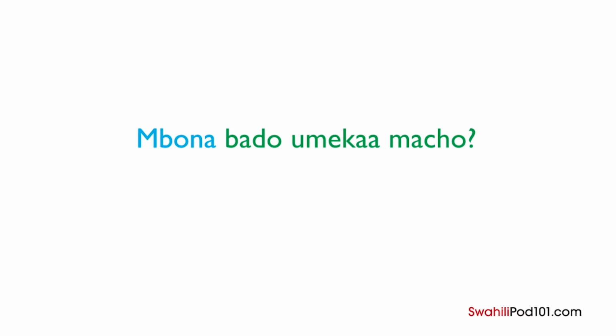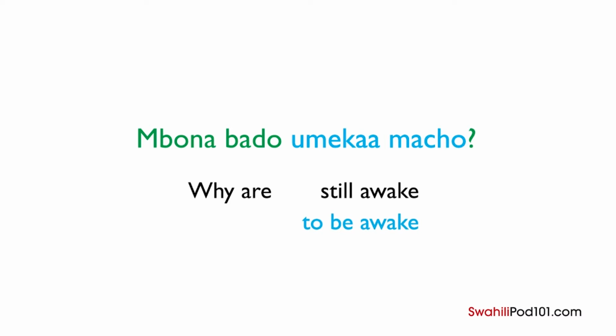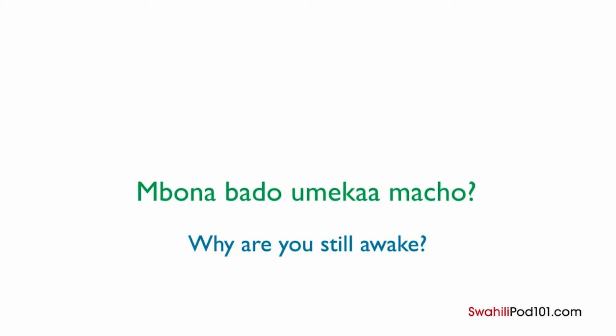First we have mbona, which is the basic question word why in Swahili. Bado means still. Ume is the conjugated form of kuwa, to be. Ka literally means sit, but when used together with macho, eyes, it means awake. That is, ka macho. When umeka macho is used together, it means to be awake. Altogether, it is mbona bado umeka macho? Why are you still awake?